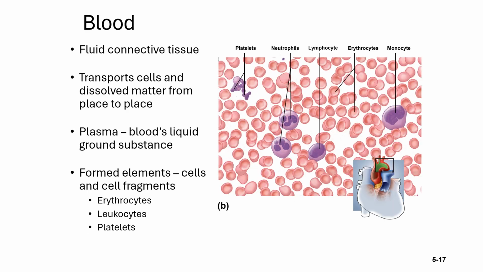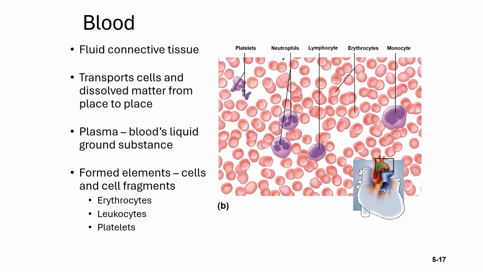So far we were talking about solid connective tissue. Now let's talk about blood. Blood is a fluid connective tissue. The primary function of blood is to carry oxygen to the tissue, remove carbon dioxide from the tissue, and also to transport nutrients to the tissue.